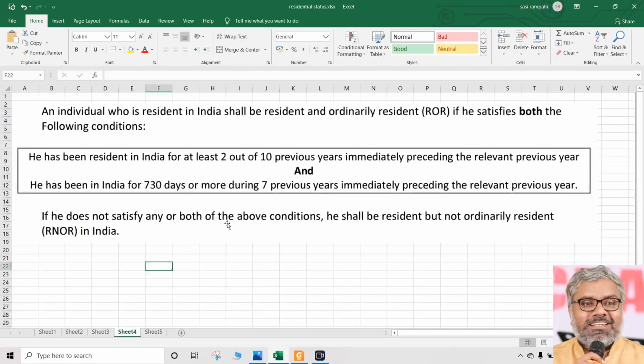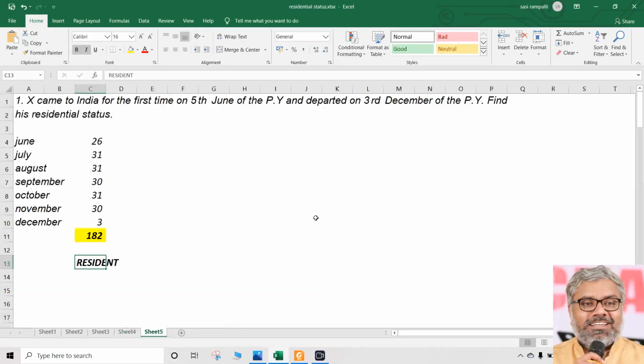Whether he stayed for 730 days or more during the 7 years preceding the previous year? No. So he did not satisfy even one of the additional conditions. Means what? This person is resident but not ordinarily resident. Instead of using all this, we just call this guy generally RNOR. Simple. That is the final residential status of Mr. X.